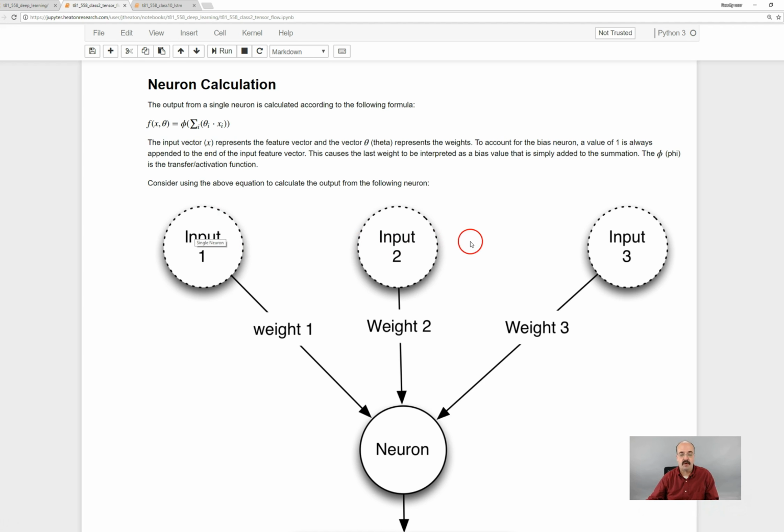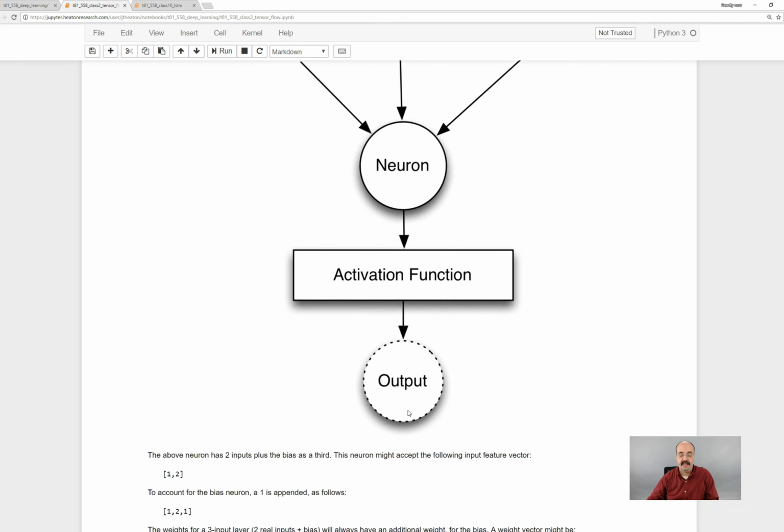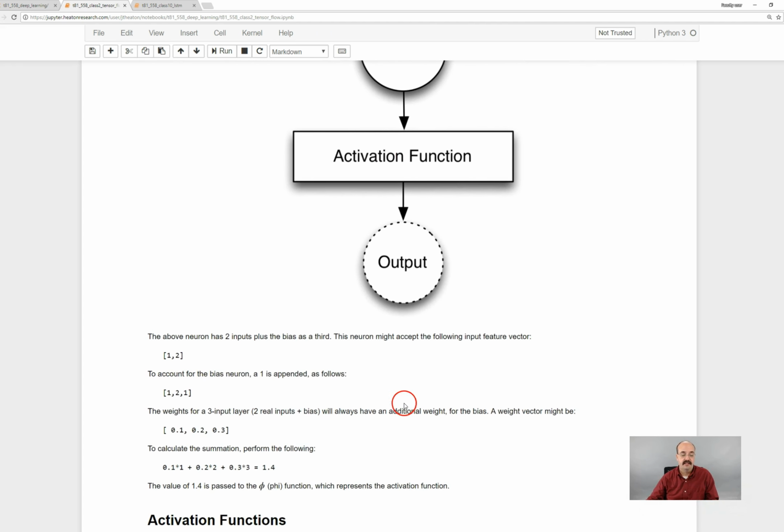Here we have input 1, 2, 3. The way you would think of the bias happening, maybe input 3 becomes the bias. You would always put a 1 in for that input, but it would still have a weight. Weight 3 would become the bias, and it would simply get summed because you're multiplying 1 by the bias, and anything times 1 is itself. Then we pass it to the activation function, and we finally get our output. So this is showing you what the bias calculation would look like.